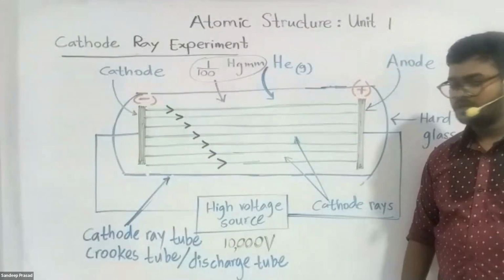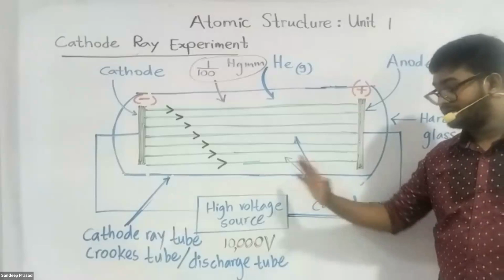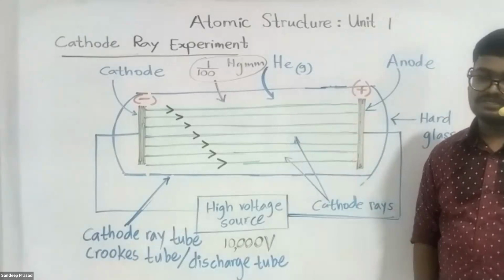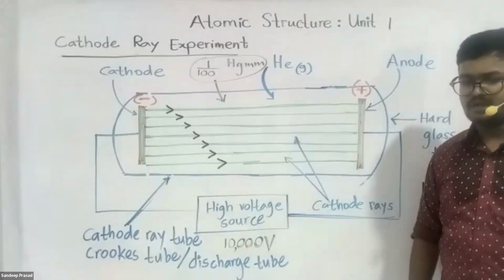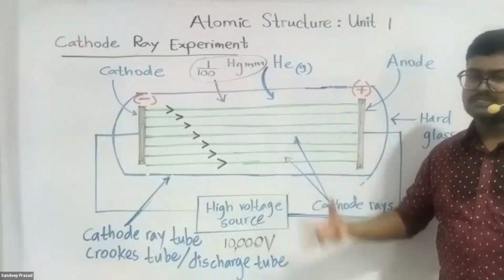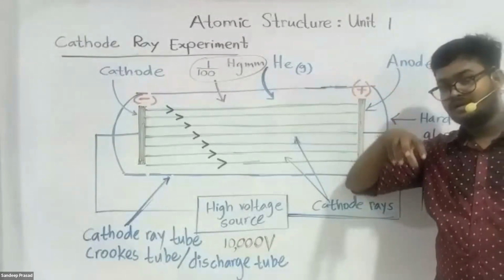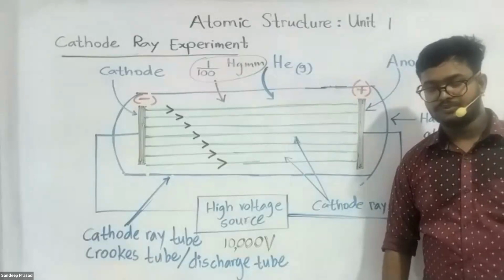So, J.J. Thomson was very eager to find what these green rays are. In the next part, we are going to discuss the experiments done by J.J. Thomson regarding these rays. He conducted several experiments. Then we are going to discuss how he concluded that these cathode rays are none other than electrons. Understood? We are going to discuss this later.